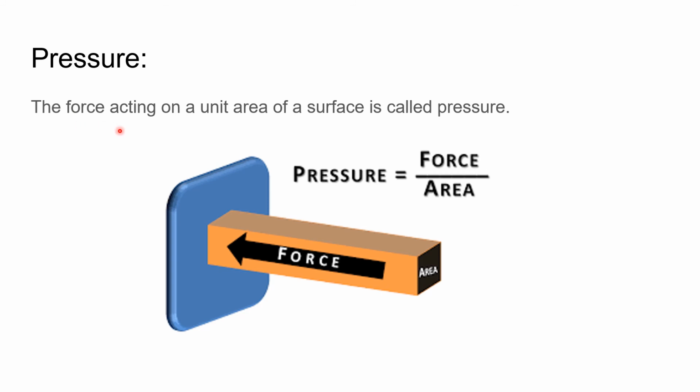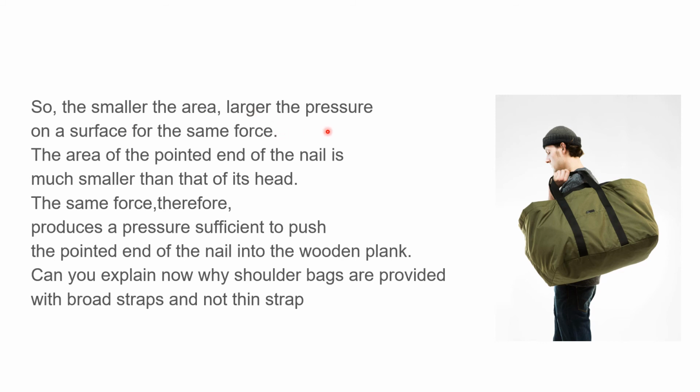So pressure is defined as the force acting on a unit area of a surface. So you can see over here the entire force which is acting on this particular unit area of surface is called pressure. So pressure is always calculated using the formula force divided by area. So smaller the area, larger the pressure. That is the reason why when the person was trying to nail it into the wall with the pointed surface touching the wall, he was able to do it easily, because the pointed surface has a smaller area which is coming in contact with the wall.